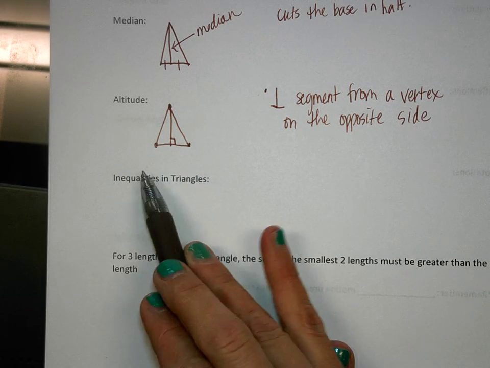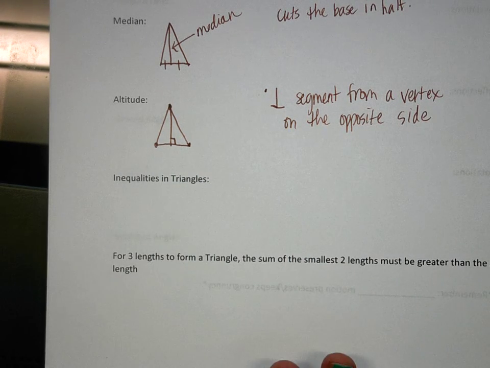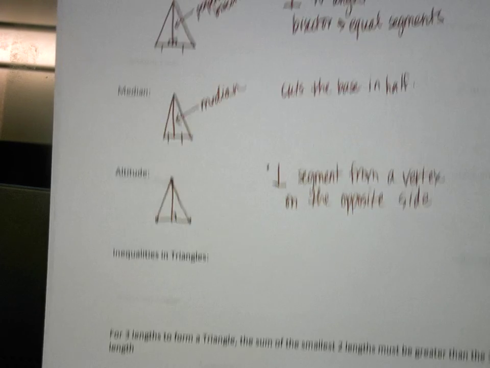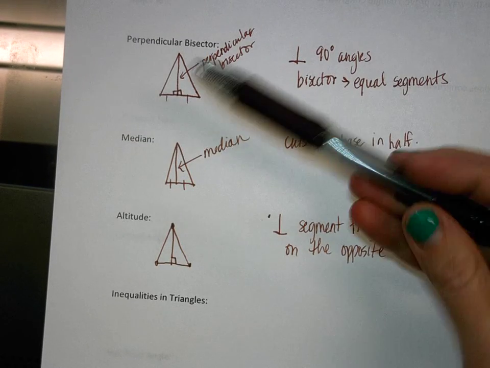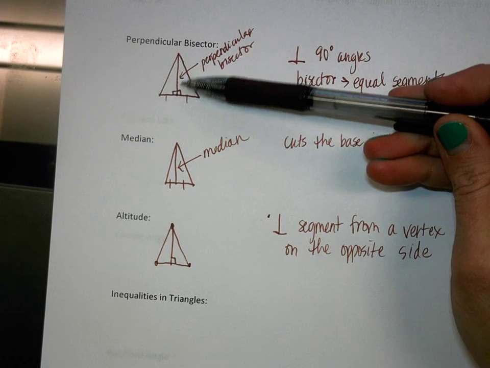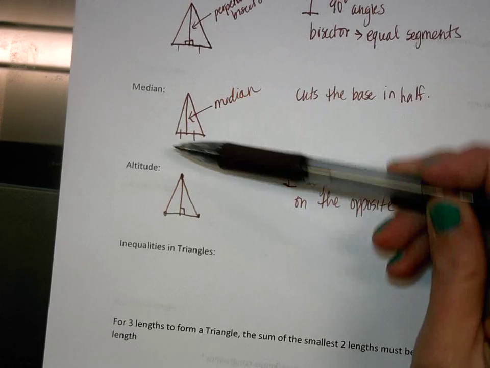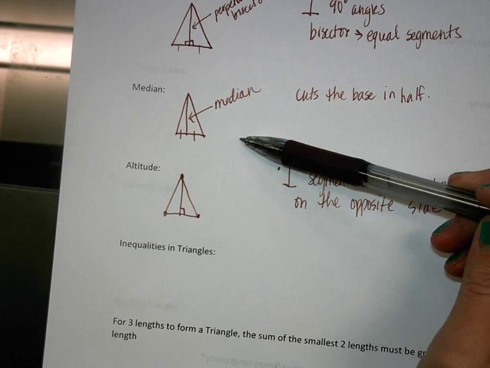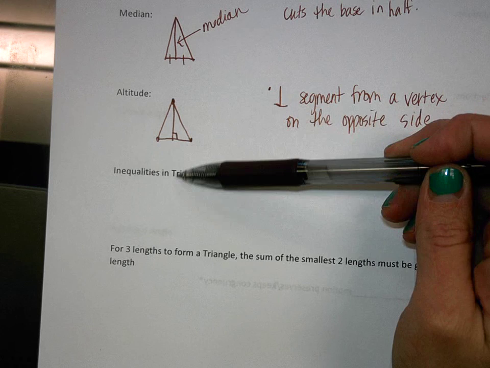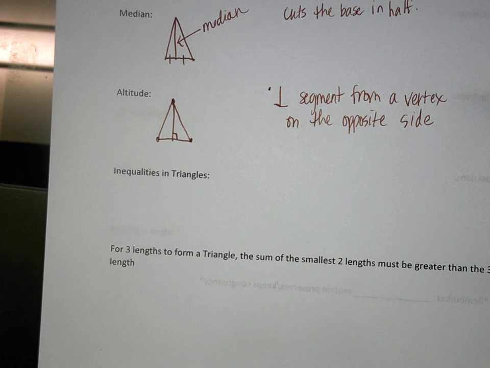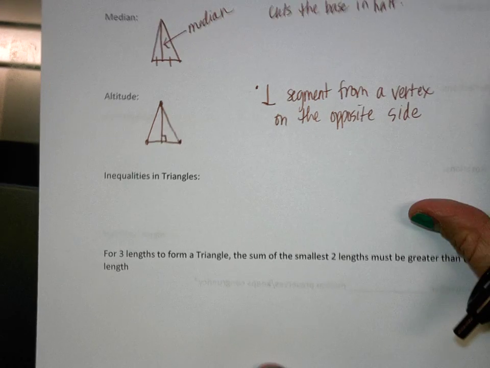So if we go back and look at these, a perpendicular bisector gives you the perpendicular and the equal segments, where the median just gives you two equal segments and the altitude just gives you the perpendicular. Does that make sense? Do we have questions?